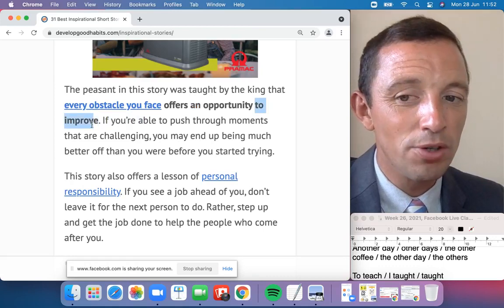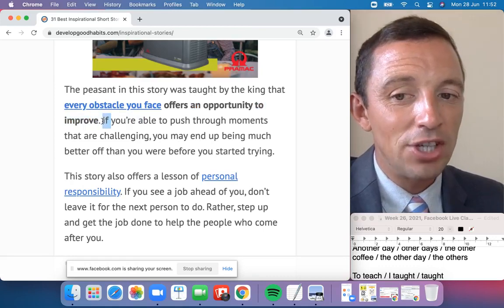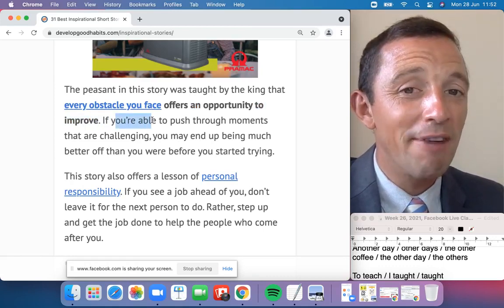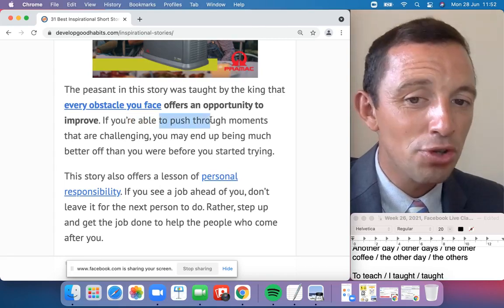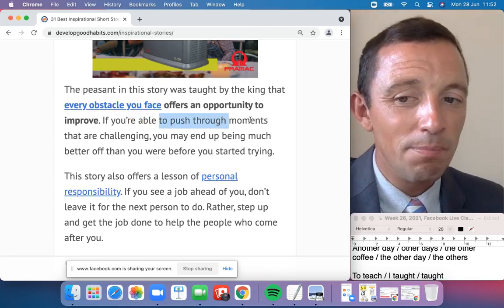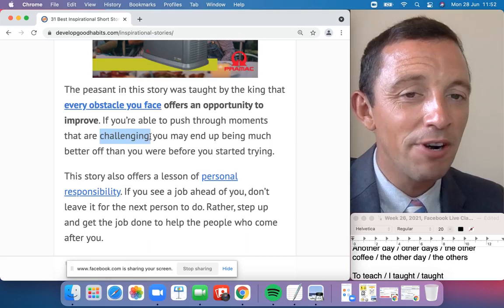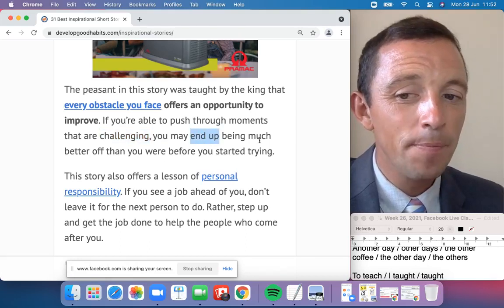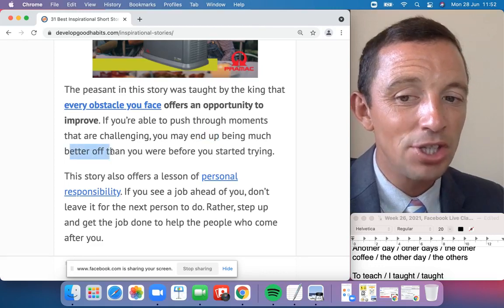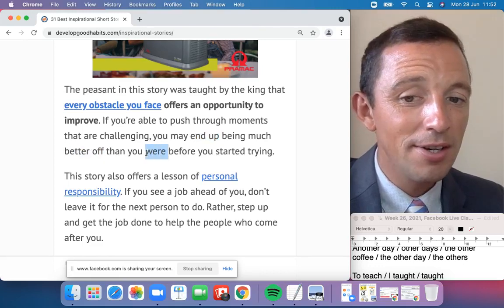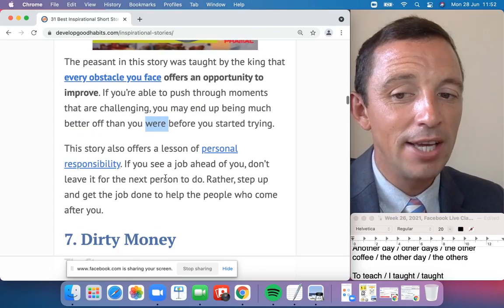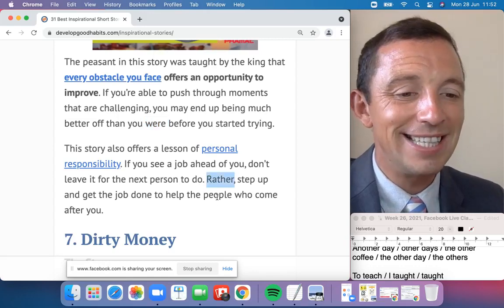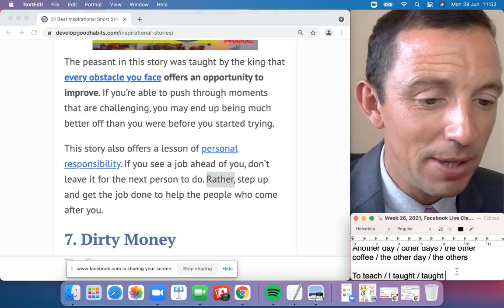Infinitive, to improve. The conditional, if you are able, if you have the capacity to push through, to continue moments that are challenging, difficult, very hard, you may finally be better off, in a better position than you were before you started trying. Okay, and that's it. Again, rather has a significance instead, and we have three possibilities with rather.